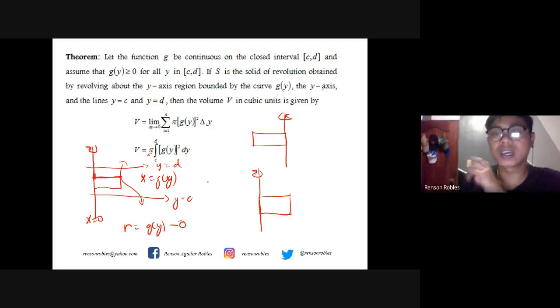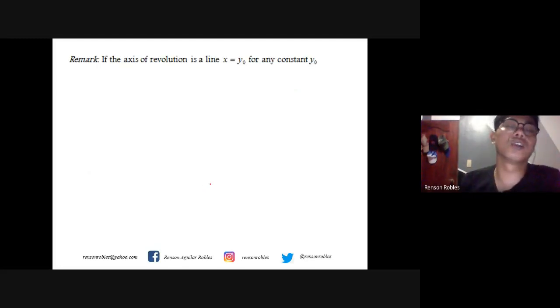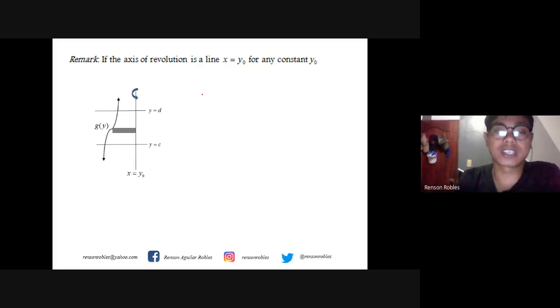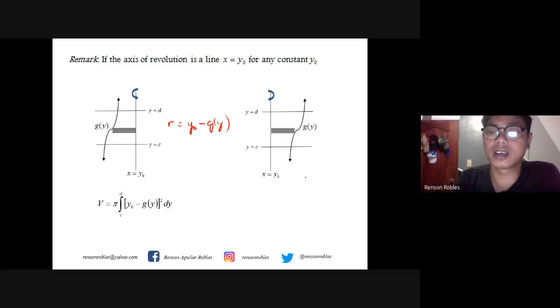And then next, if the axis of revolution is no longer the y-axis, this time we're setting x equals y naught to be any constant. If it is located on the right side, how do you write your r? Y naught minus g of y. So the volume is this. And then when it is located on the left side, how do you write your r? G of y minus y naught. Okay, and that's the volume.